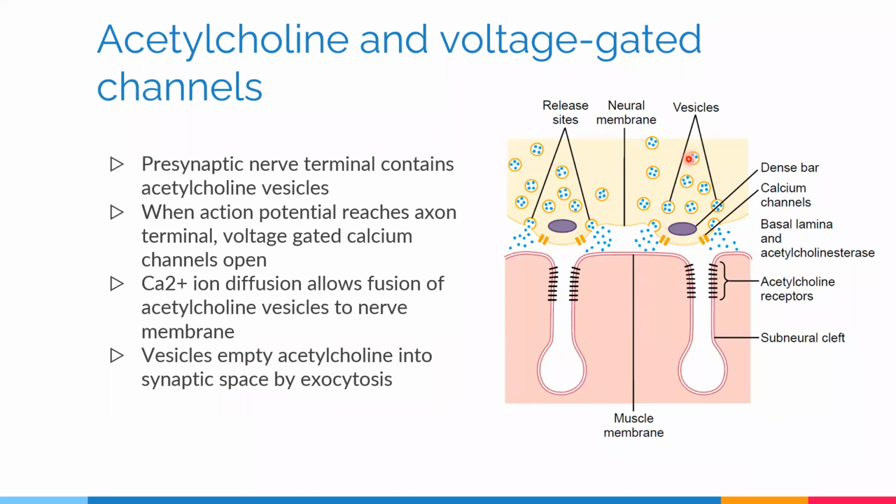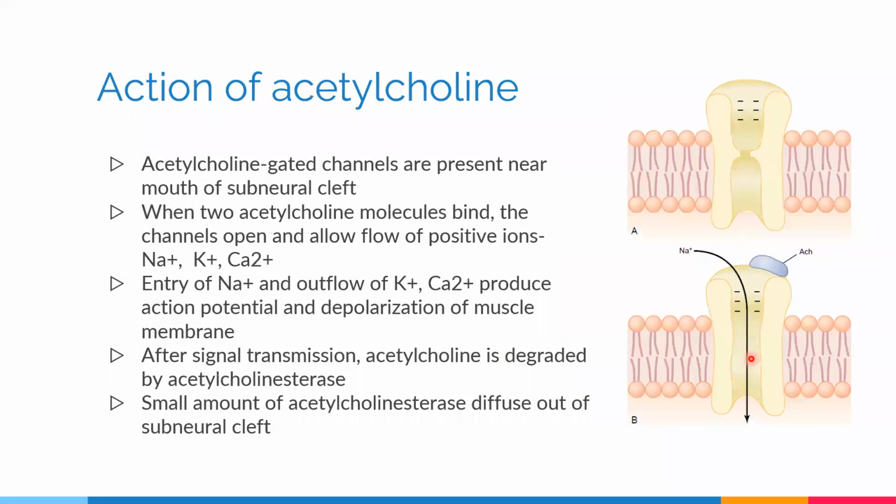As we can see in this particular diagram, the vesicles, the neural membrane, basal lamina, acetylcholine receptor, and the subneural cleft are all shown. Next, what exactly does the release of acetylcholine do? Acetylcholine gated channels are present near the mouth of the subneural cleft on the muscle side. So these acetylcholine gated channels are present on the muscle. Once two molecules of acetylcholine bind to these acetylcholine gated channels, the channels open and allow the flow of positive ions into the cell.